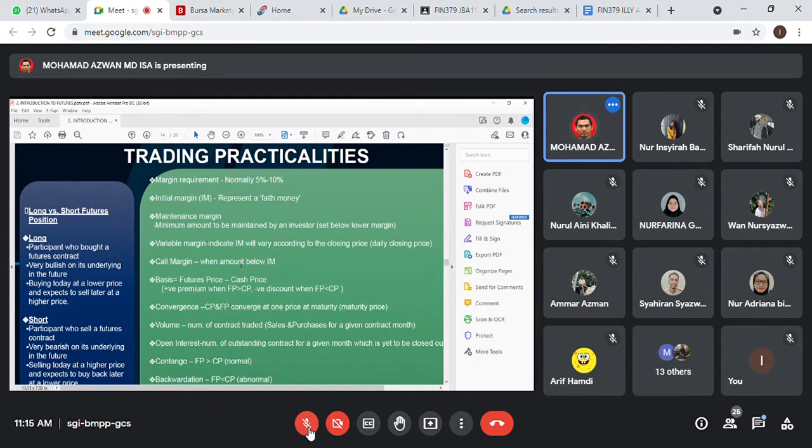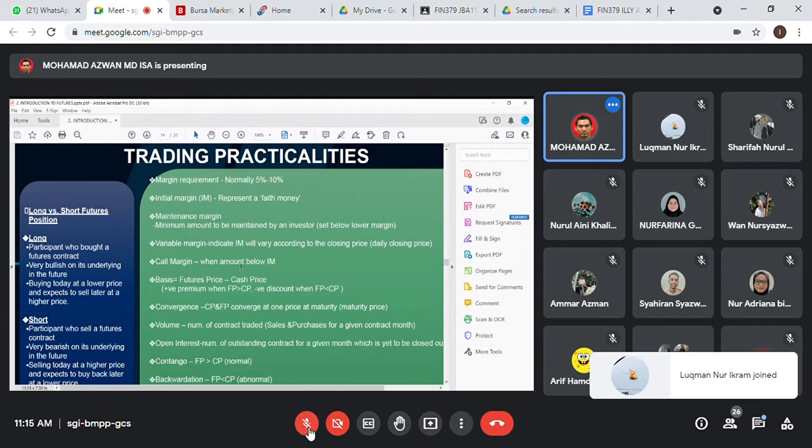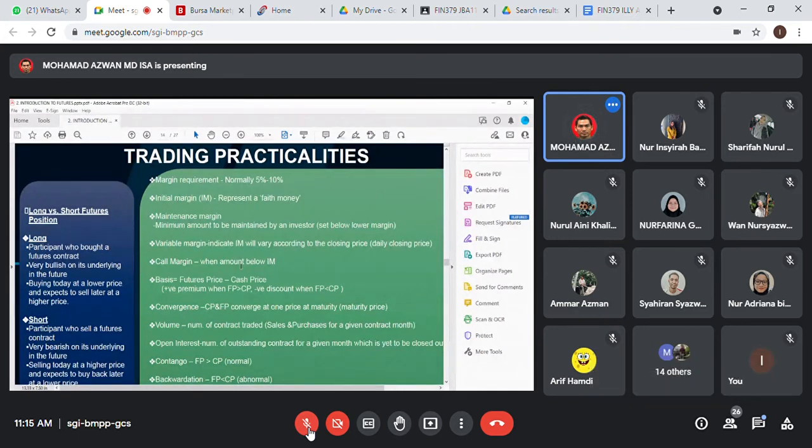Okay. What about if you don't have money to top up? Katakan they give you time until Wednesday morning to top up money, but you're not able to top up. You don't have money, until Wednesday morning. What will happen to your account?